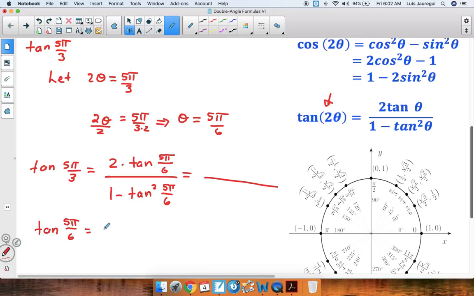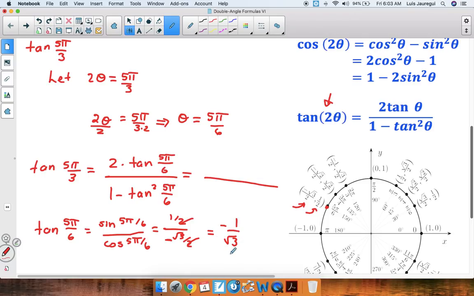Recall that tangent is defined as a ratio between sine and cosine, so we can rewrite this as sine of 5 pi over 6 divided by cosine of 5 pi over 6. Looking at our unit circle, we have 5 pi over 6 here, and sine is associated with the y coordinate, so we have 1/2 divided by cosine, which is associated with the x coordinate, so divided by square root of 3 over 2 in terms of a negative. Now, the 2's cancel here, so we get that tangent is simply negative 1 over square root of 3.